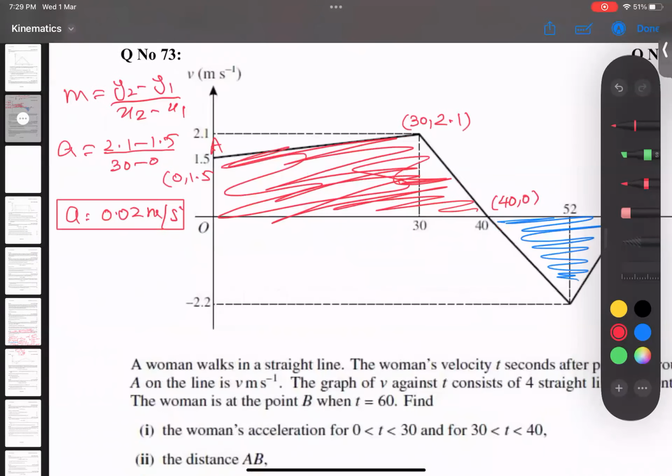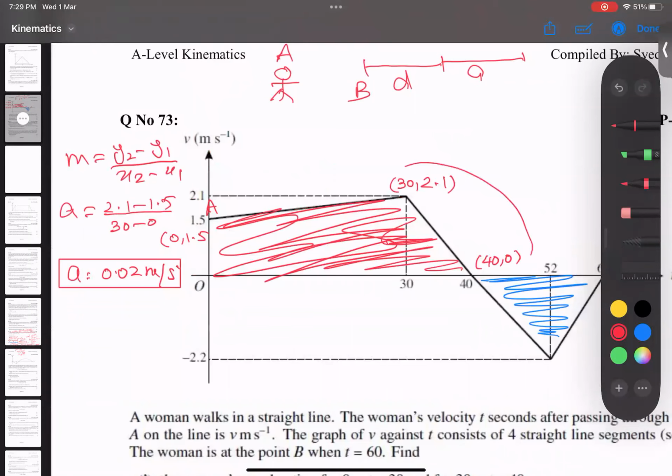Now I'm going to find out the acceleration. For the formula, we have the same formula again, but I will use these 2 points now. I'm writing directly 0 minus 2.1 over 40 minus 30. If you check carefully, in the numerator we have negative 2.1, and in the denominator we have a difference of 10.